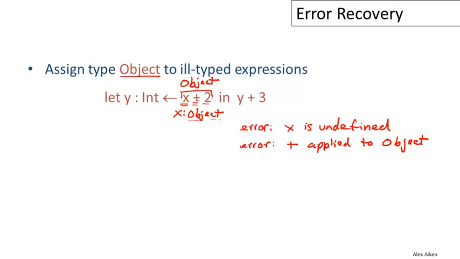And now the next thing up in the abstract syntax tree is this initialization assignment. Here we're assigning y the result of this expression. But we couldn't type check this expression, so it has type object. And now the type checker sees that we're assigning something of type object to something of type int. And we get yet a third error saying that we have a bad assignment of some kind.